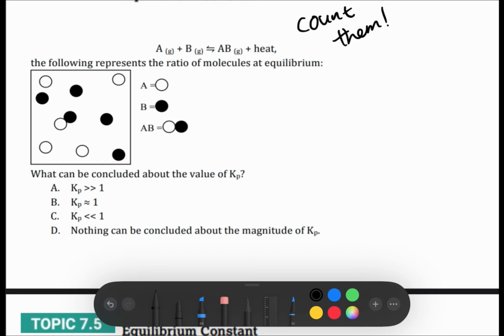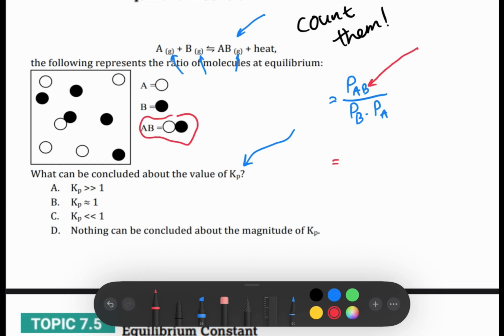Now, the question is asking me to calculate the value of Kp. It doesn't matter whether it's Kp or Kc. Since you have the reaction in here, I have to say it's equal to the partial pressure of AB over the partial pressure of B times the partial pressure of A. And just keep in mind, all of these guys are in the gaseous form. Since you're dealing with Kp, it's a gas. Now we have to say how many particles of AB we have.